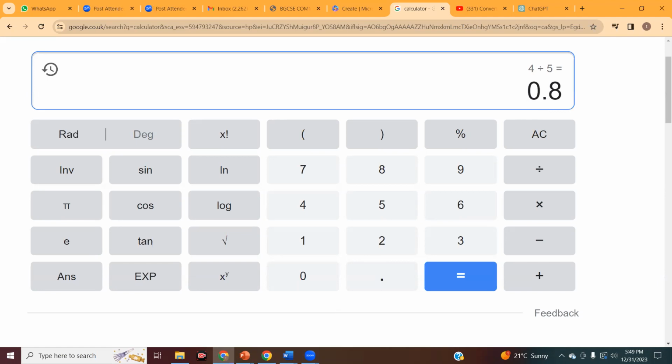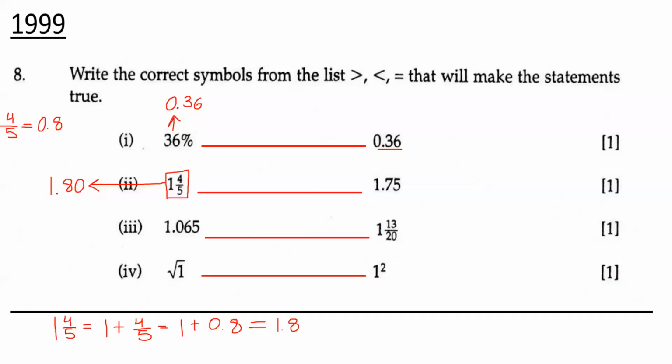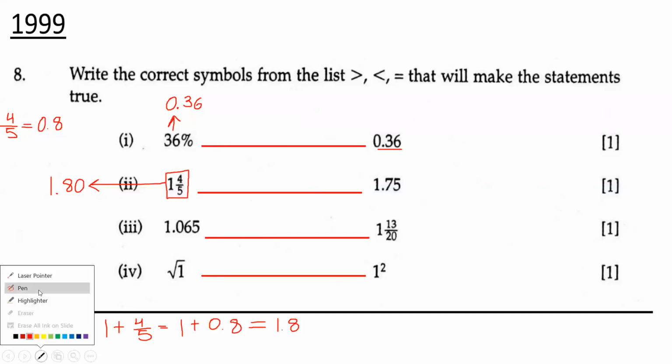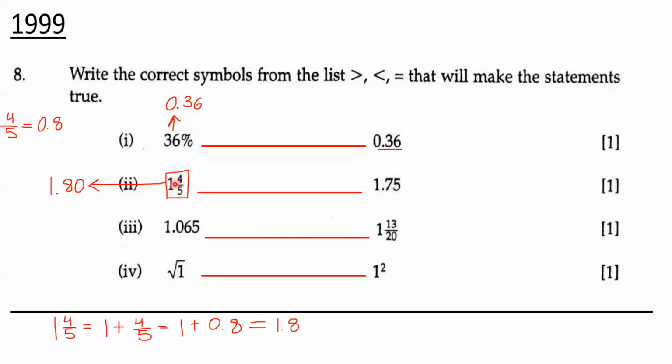So the question says, which one is bigger? Is it 1 and 4 over 5, or is it 1.75? Which one is bigger? 1 and 4 over 5, which is equal to 1.80, or 1.75. Well, here in the ones place we have 1, and in the ones place we have 1, so they are equal in that sense. But notice that here we have 8.